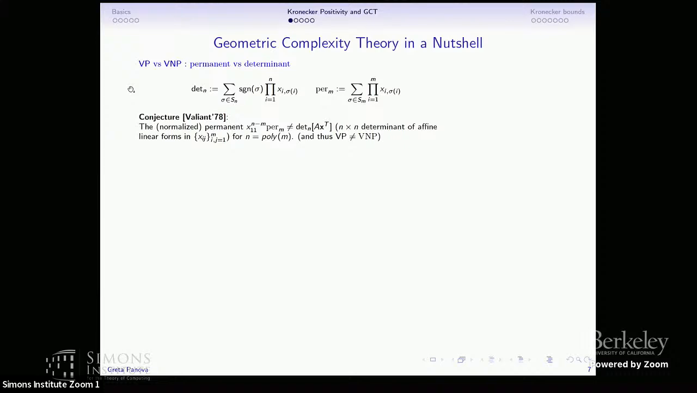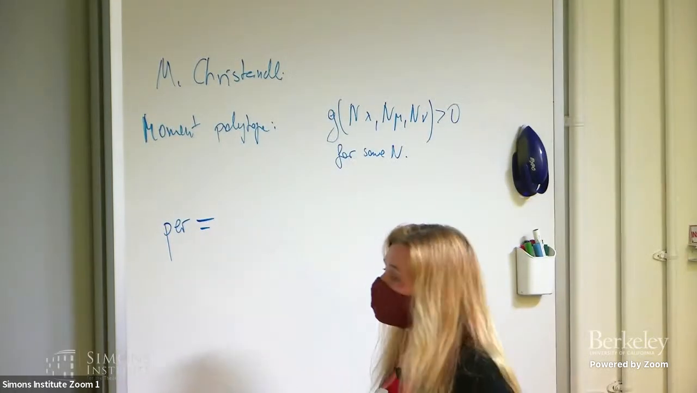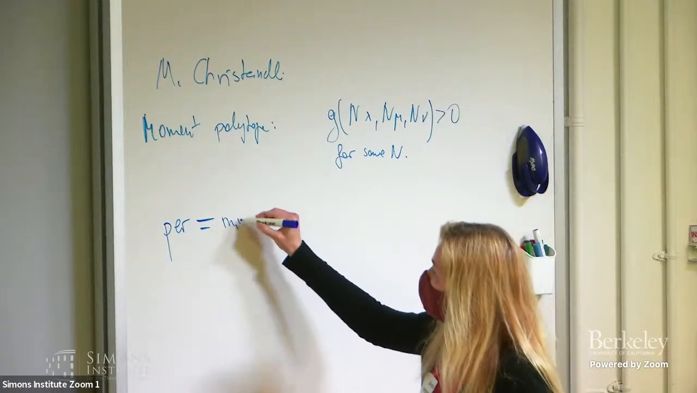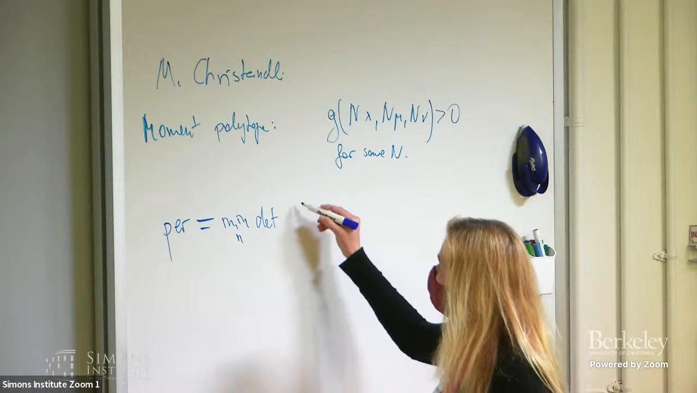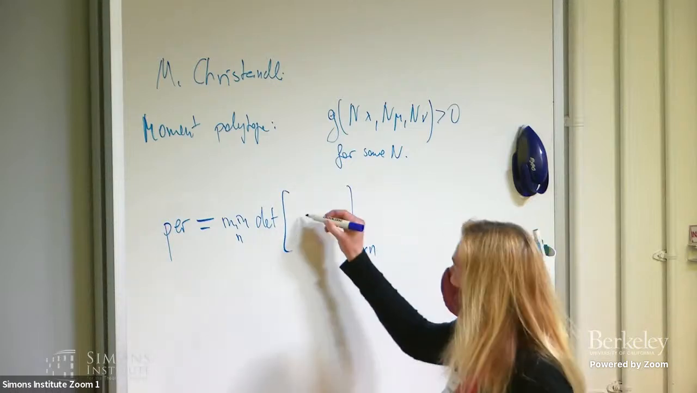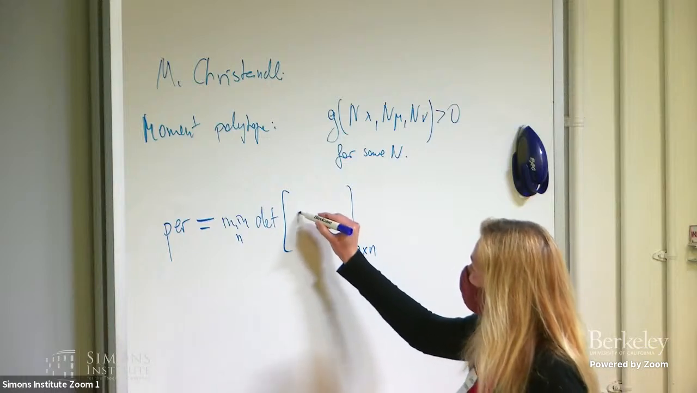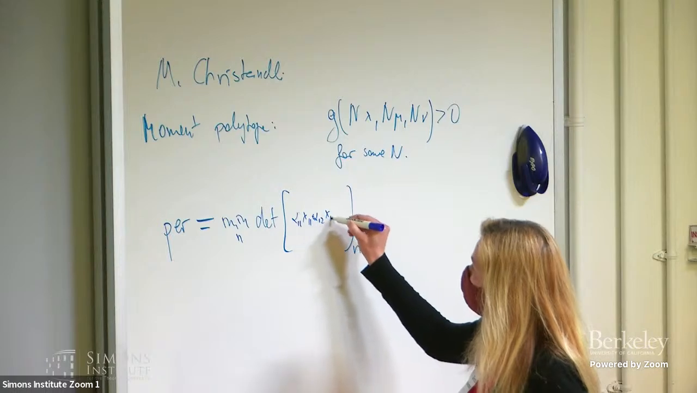So if the permanent, we are going to look at what is the smallest n such that the permanent can be written as a determinant of an n by n matrix with affine linear forms. So alpha 1,1 x 1,1 plus alpha 1,2 x 1,2, and so on.